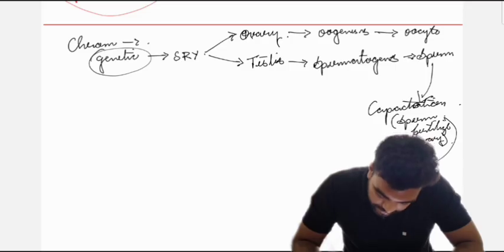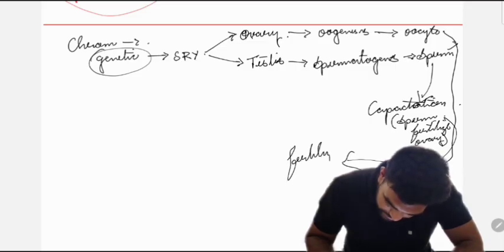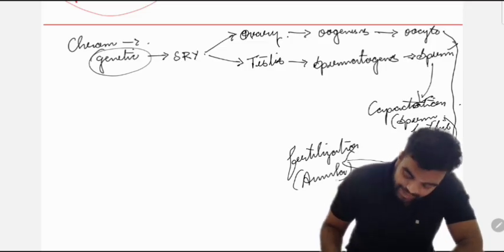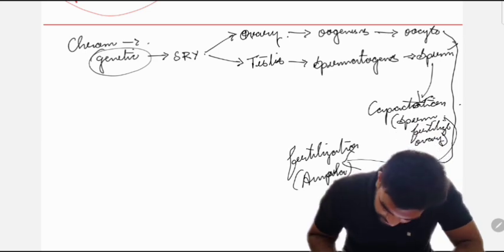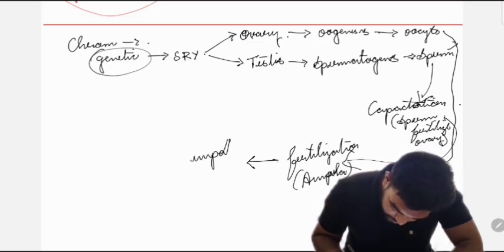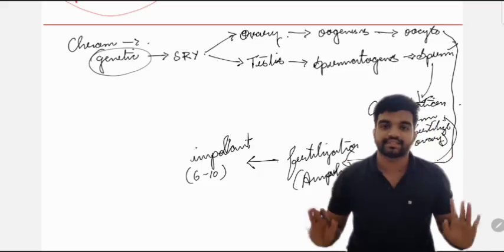So the sperm was formed. These two, the sperm and the oocyte, decided to undergo fertilization, which took place in the ampulla of the uterine tube. After fertilization, this went into the uterine cavity, forming morula, blastocyst, etc., and went on to implant. When did this implantation take place? Six to 10 days after fertilization, the implantation took place. So this much we have discussed, right?